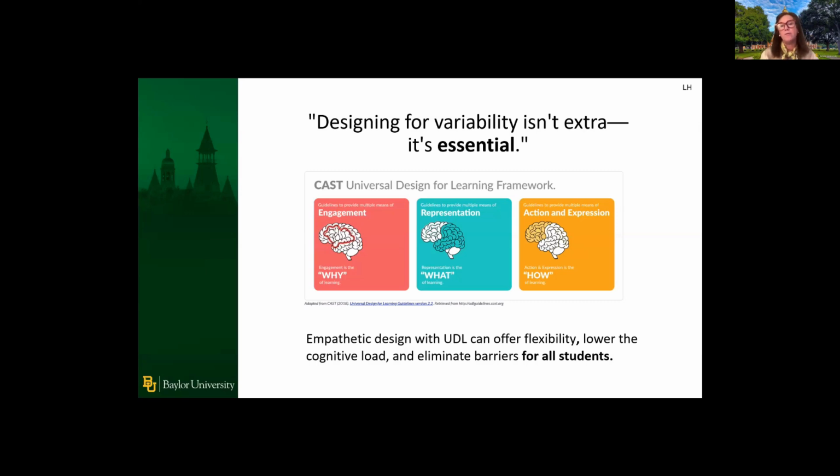And so we follow the CAST Universal Design for Learning framework, which, as you can see there, those 3 elements: engagement is basically the why of learning, the representation is the what, and then the action and expression is the how. And so by keeping in mind this CAST UDL framework, we're able to really design flexible learning environments that lower the cognitive load and eliminate barriers for all of our students.